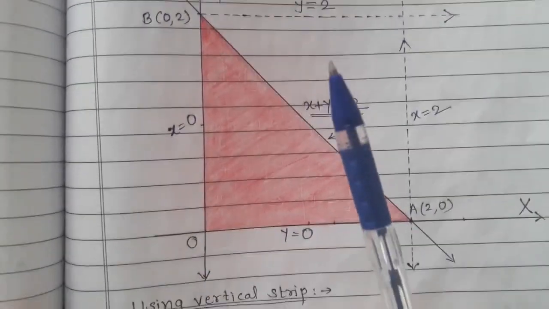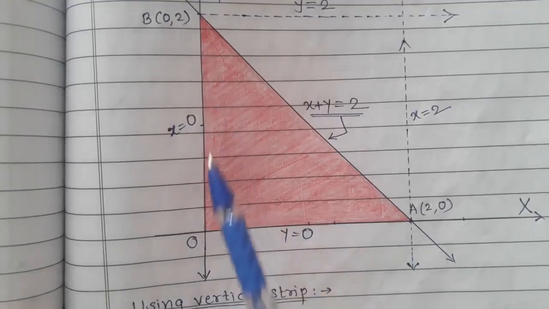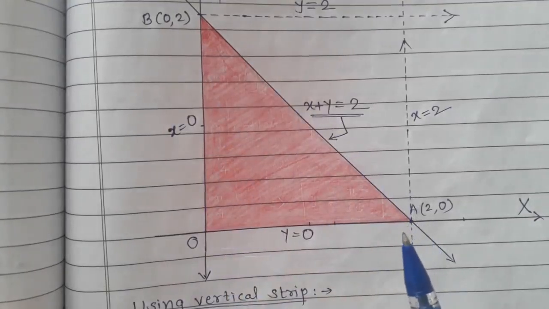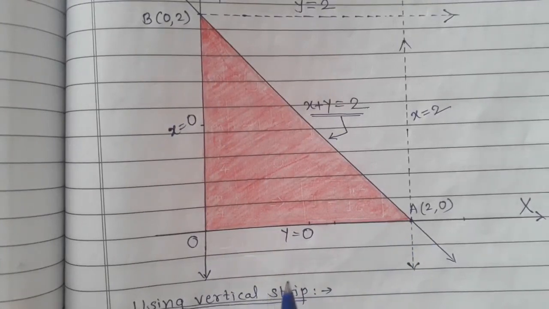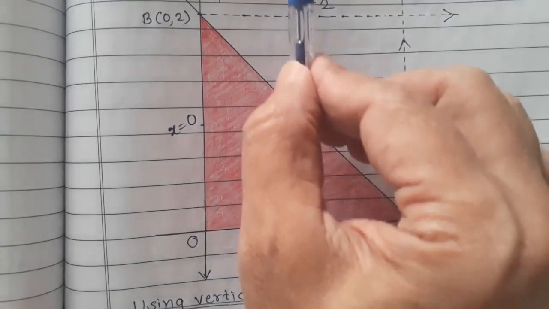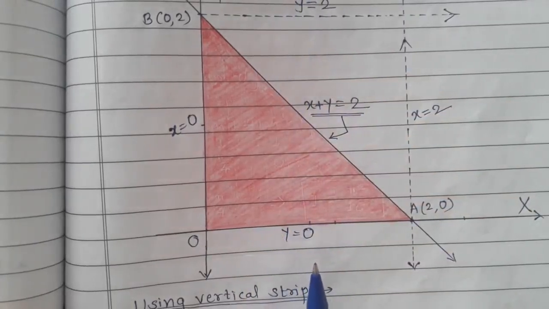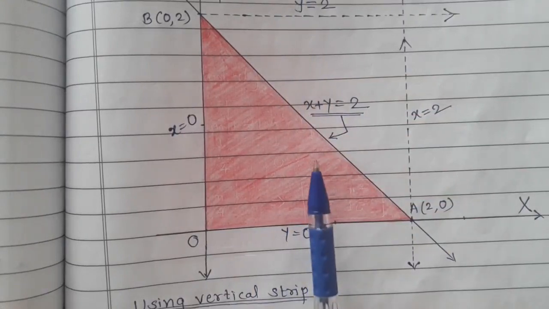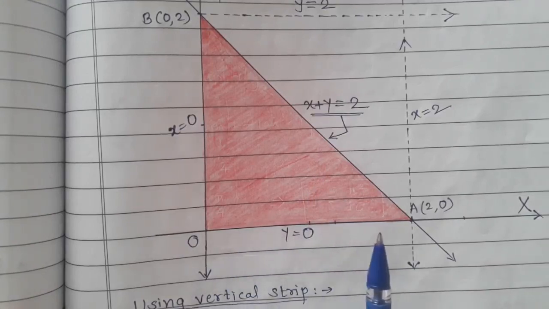Imagine that the boundaries of the colored region are nothing but walls. Suppose a bullet is fired from the downward direction into the colored region, and then it exits out from the colored region. For entering into the colored region, the bullet has to break the wall y equal to 0.